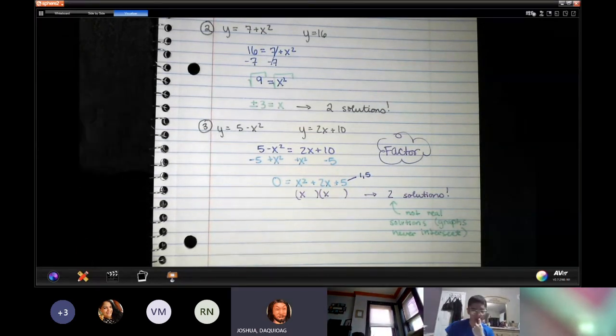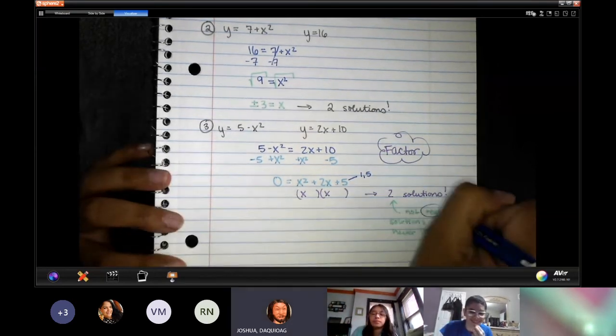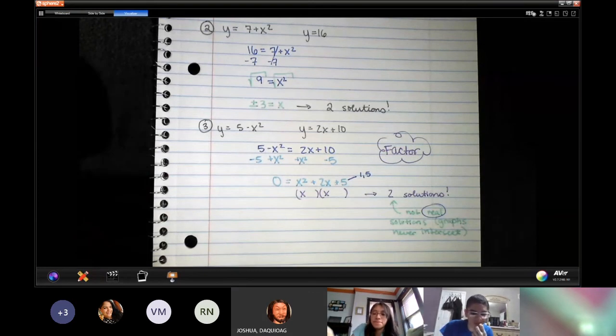Okay, I get it now. And if you had done the quadratic equation, you would have ended up with imaginary solutions. Does that make sense? So that's why they're not real solutions, right? Real means not imaginary. So those 2 solutions would have been imaginary. Okay?